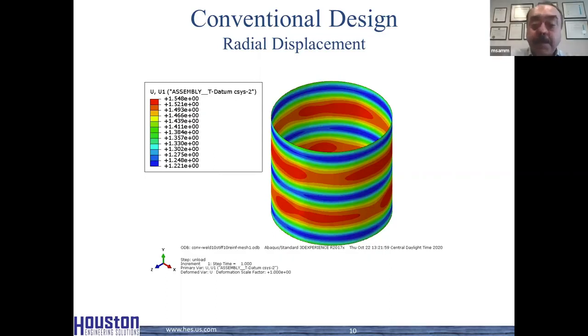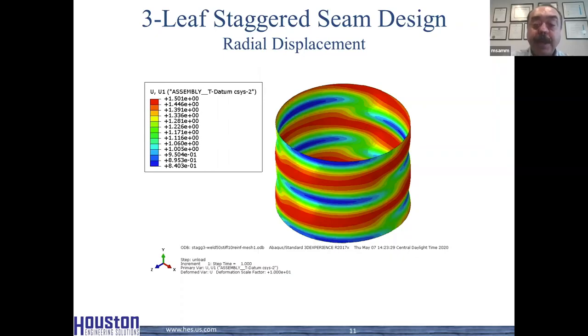Now this plot shows the same radial displacement plot with color contour that does exactly the same thing, but in this case we're looking at the minimum of 0.84 inches and a maximum radial displacement of 1.5 inches. And as you see, the displacement pattern flows from one leaf to the next leaf, both for the maximum and the minimum. So there is a little bit of continuity in this design.